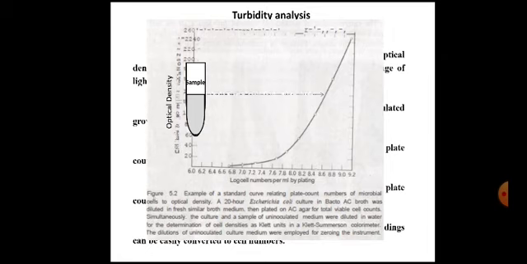this reading of optical density will be plotted onto this line, the linear part of which we have to use, and that optical density, if it is correct, will be plotted onto this line. That will give you the reading of log of cell number. This is how you can convert optical density readings into cell number. This is how the turbidity analysis is done.